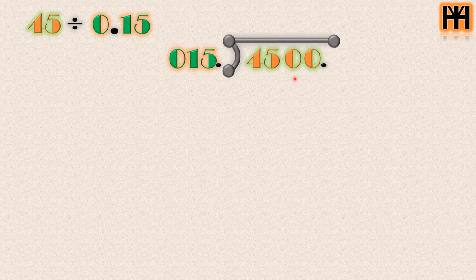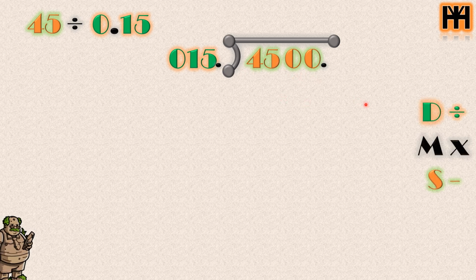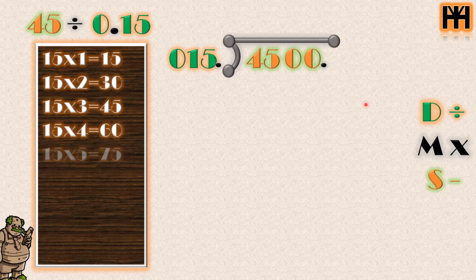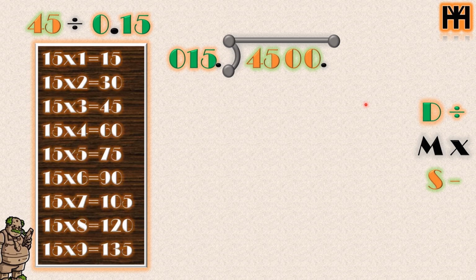But before we go with that, let's make a table of 15 from 15 times 1 to 15 times 9. Okay, 4 divided by 15 can't be, because 15 is greater than 4.